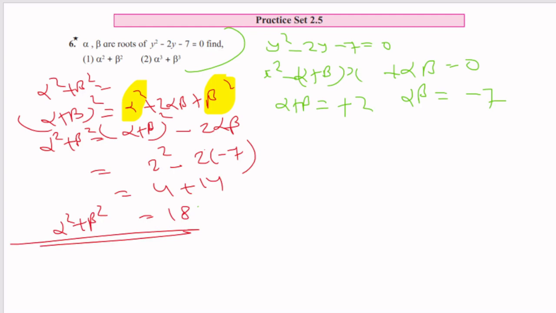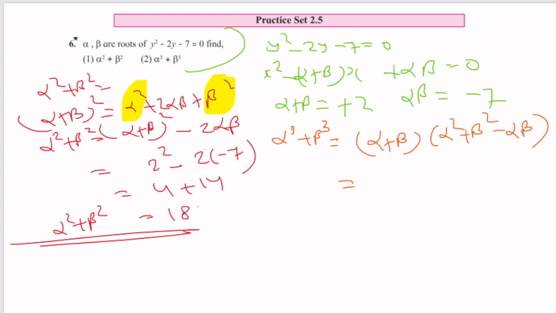Next challenge. Alpha cube plus beta cube. For this, you need to know the formula of alpha cube plus beta cube. So guys, what is the formula of alpha cube plus beta cube? Or you can say a cube plus b cube formula. So alpha cube plus beta cube, I can write alpha plus beta in bracket alpha square plus beta square minus alpha into beta.